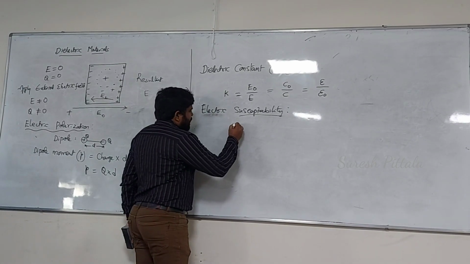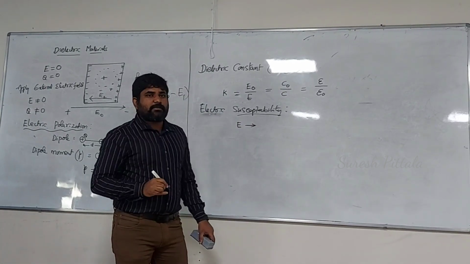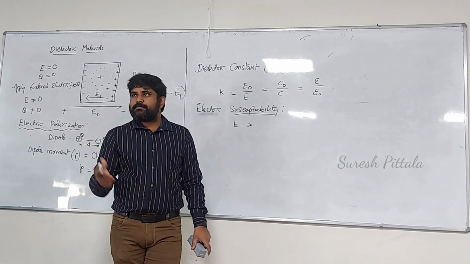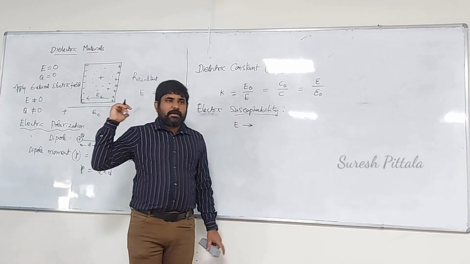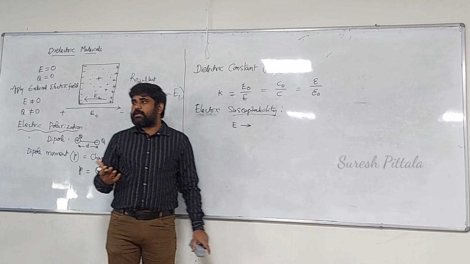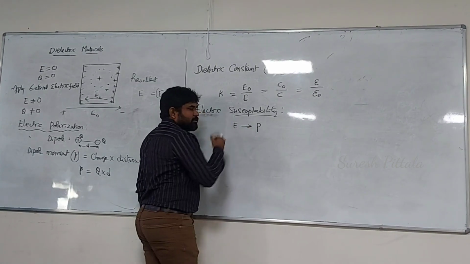So when you are applying an electric field in a dielectric material, what are you doing? Why are you applying the electric field? To make it more susceptible. You are creating dipole moments and finally polarization. By the electric field, you are creating polarization.